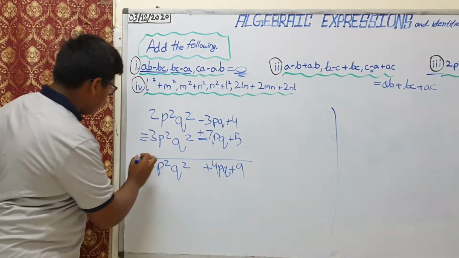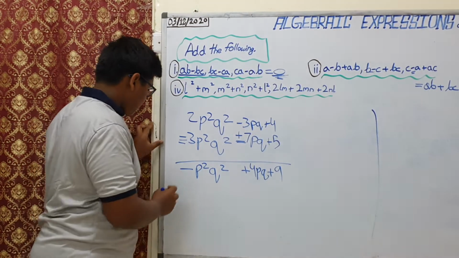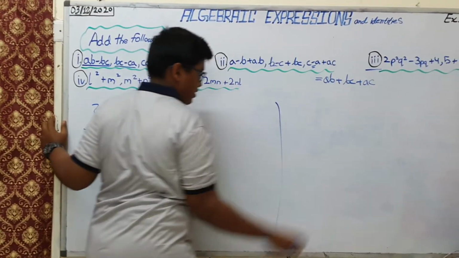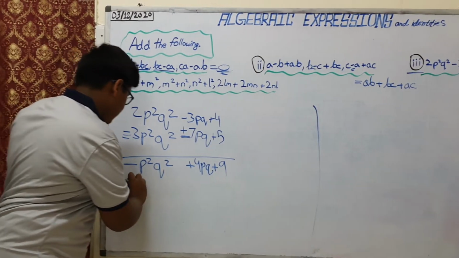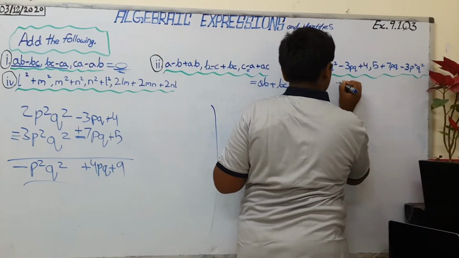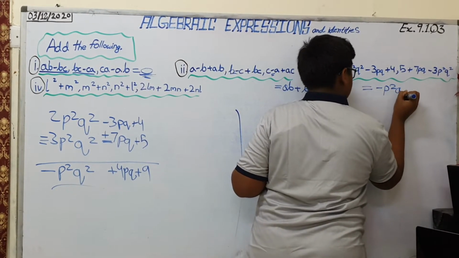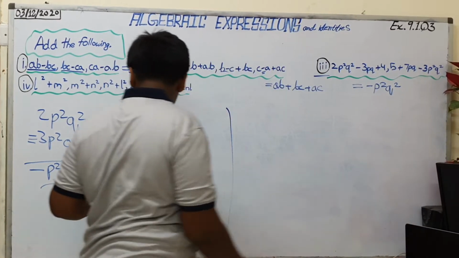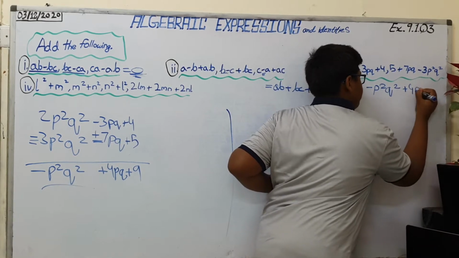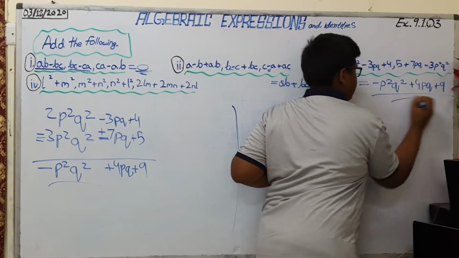Why am I not writing 1 here? As I mentioned in the previous one, we didn't write 1 in the answer. So we are going to write it as P square Q square. Now the total answer for this is equal to minus P square Q square, then plus 4PQ, then plus 9. So this is the answer for the third one.